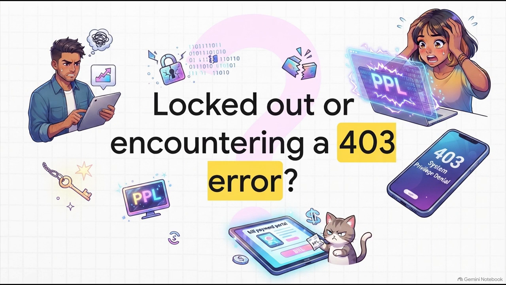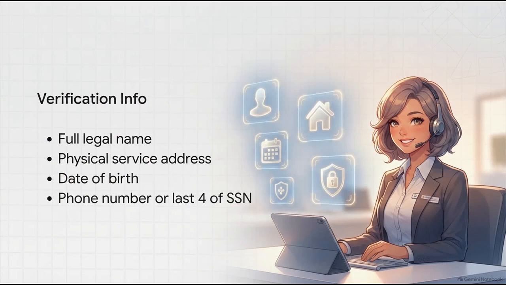But take a deep breath. There is an immediate, totally foolproof backup plan. When the website completely fails you, use the customer service bypass. You can just call PPL directly at 1-800-342-5775. Now, because of strict privacy regulations, they can't just hand out account numbers to anyone who asks, obviously.